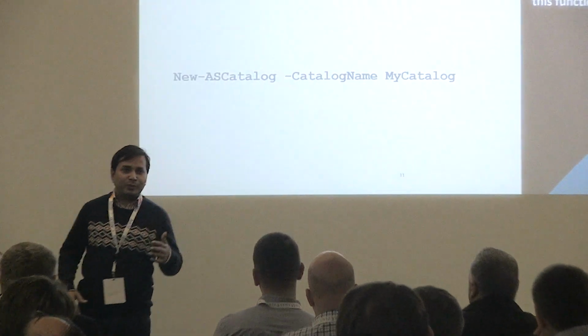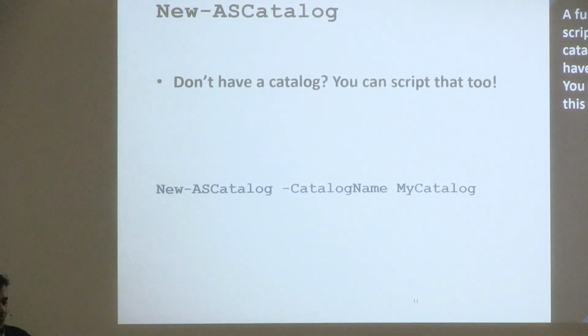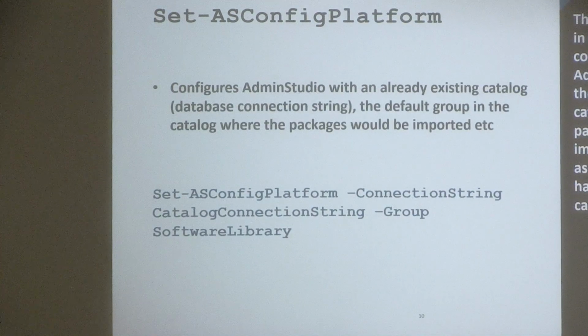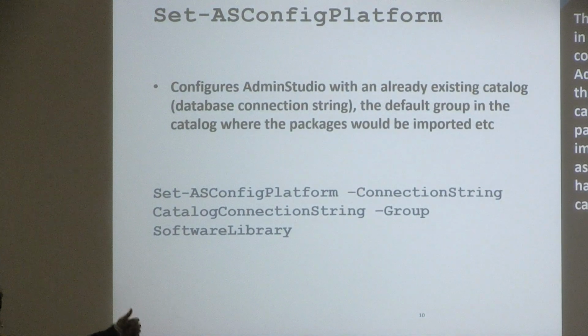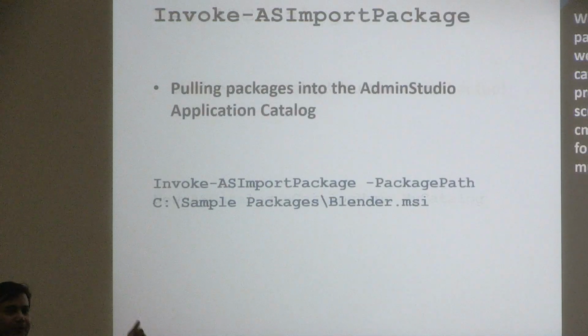Cool. So this is the commandlet which would help you to create a catalog. The previous one is where you already have a catalog; you could configure the catalog there. Now, let's say you don't have the catalog at all, and you're creating the catalog for the first time. You could use this one. Sorry, this one.